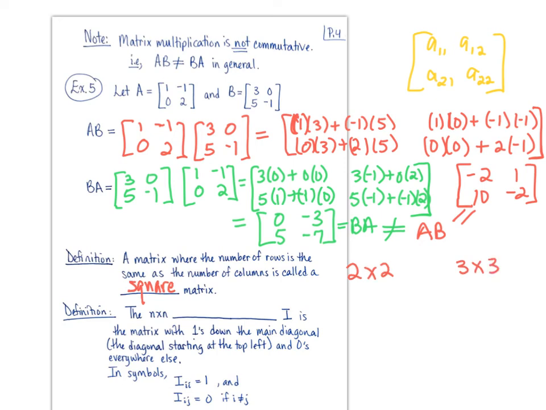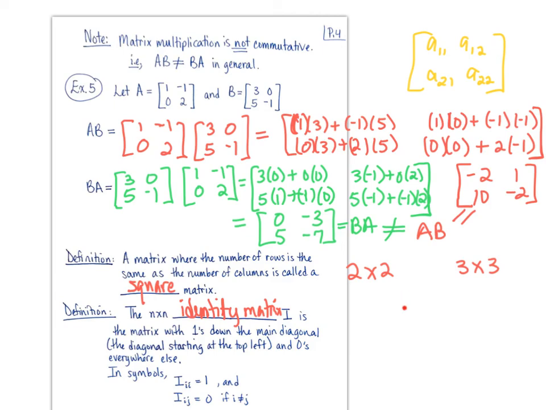Now, the last definition here, the n by n identity matrix, I, is the matrix with ones down the main diagonal, the diagonal starting at the top left, and zeros everywhere else. So notice that I sub ij is equal to 1 when i equals j, and I sub ij is equal to 0 otherwise.